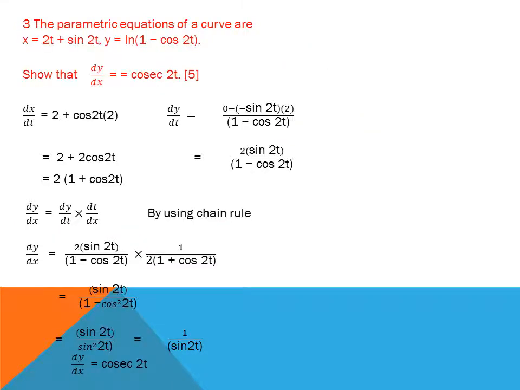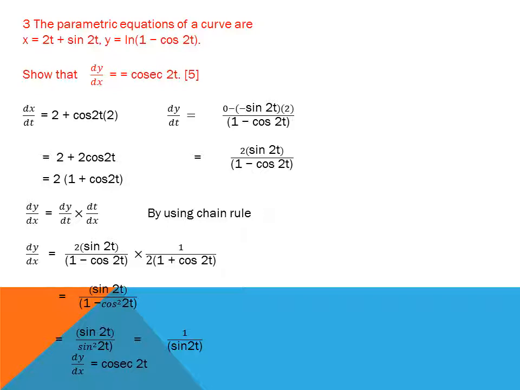Question number 3, the parametric equation of the curve. Parametric equation means the equation which has a parameter like t, while x and y are behaving like variables here. X is equal to 2t plus sine 2t, y is equal to ln of 1 minus cos 2t. First I differentiate dx over dt.